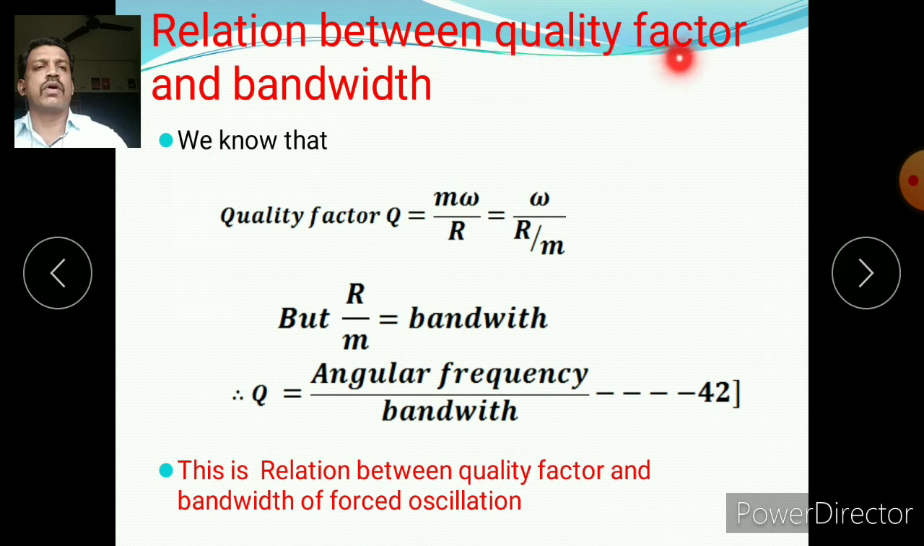Relation between quality factor and the bandwidth. We know that quality factor Q equal to m omega upon r. Here if we divide both sides by m, we get omega upon r by m, but r by m is bandwidth. Therefore Q equal to angular frequency upon bandwidth. Angular frequency is shown by omega, bandwidth is shown by r by m. Therefore angular frequency upon bandwidth. This is the relation between the quality factor and the bandwidth of the forced oscillation.